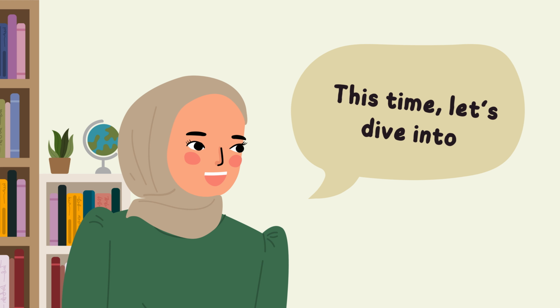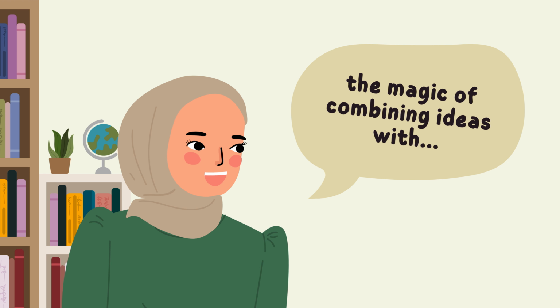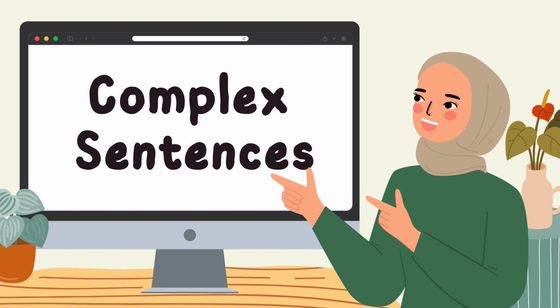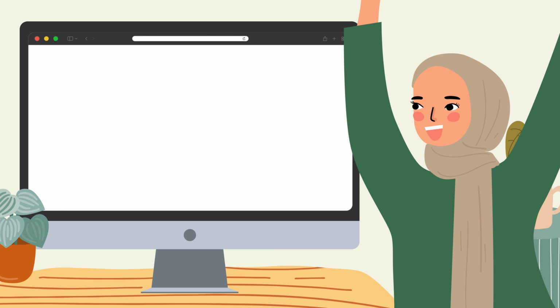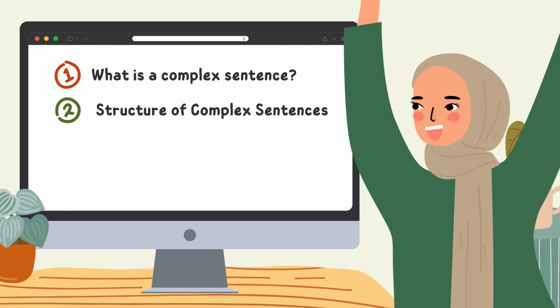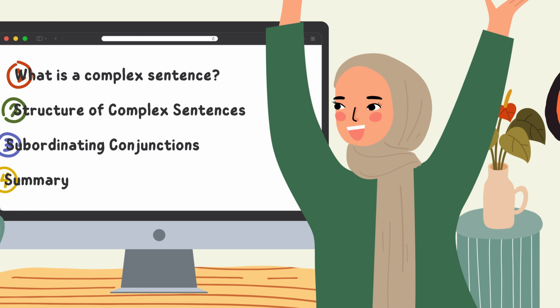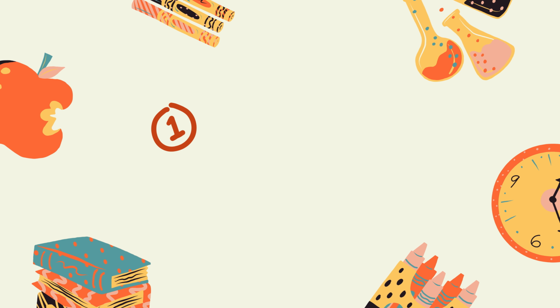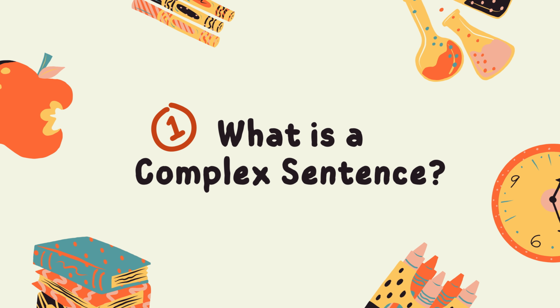This time, let's dive into the magic of combining ideas with complex sentences. We're going to talk about what is a complex sentence, structure of complex sentences, subordinating conjunctions, and also the summary. Let's start with what is a complex sentence?